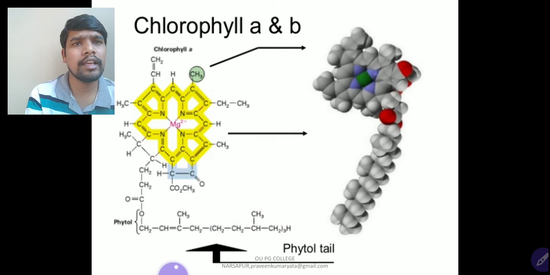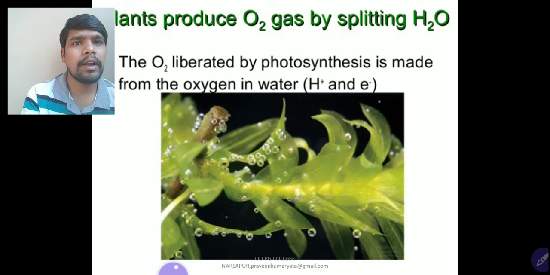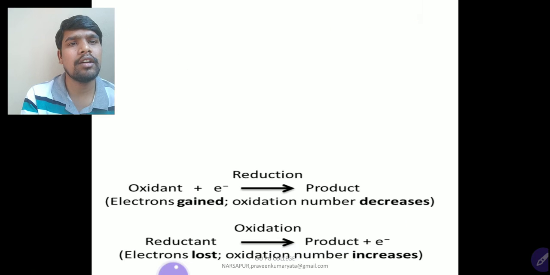This is the chlorophyll a and b structure, and in the center is magnesium 2 plus. It is similar to hemoglobin and myoglobin structure. These are the molecular modeling structures of chlorophyll. Plants produce oxygen gas by splitting of the water molecule. The O2 liberated by photosynthesis is made from the oxygen in water, that is H plus and electrons.